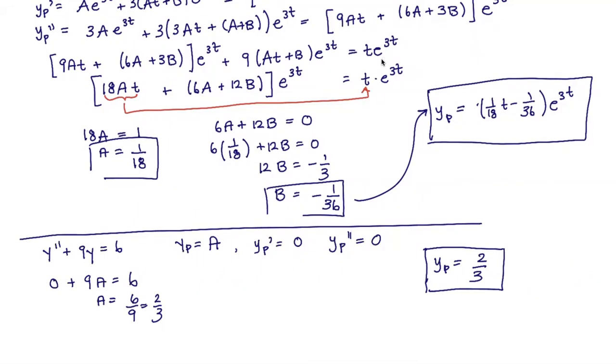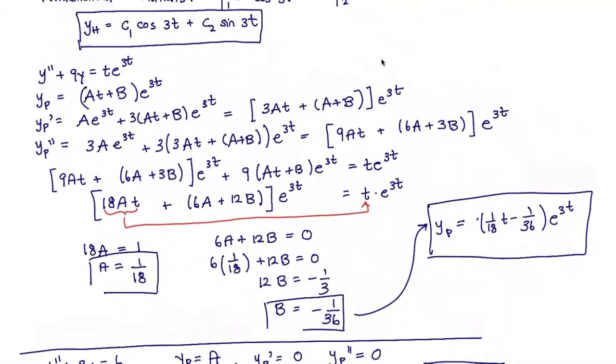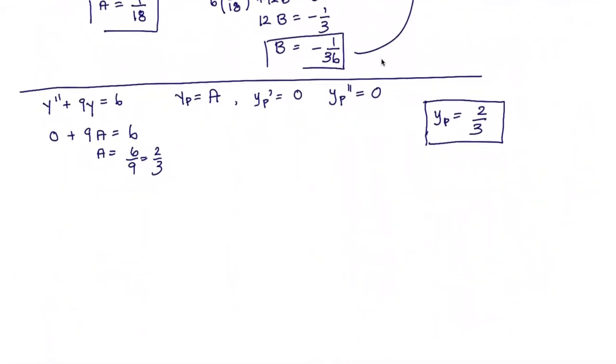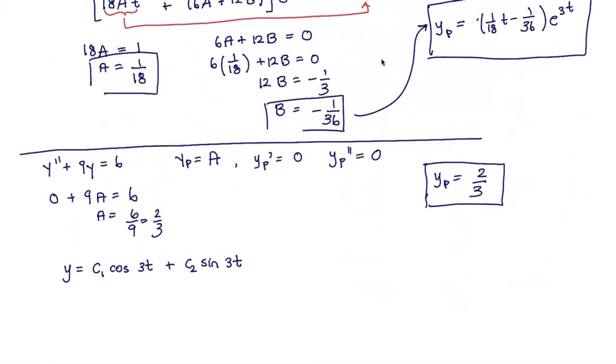Now that we have our two particular solutions and the solution to the homogeneous equation, we can combine them, obtaining the following. y is equal to c1 cosine of 3t plus c2 sine of 3t plus 1/18 t minus 1/36, times e to the 3t, plus 2/3.